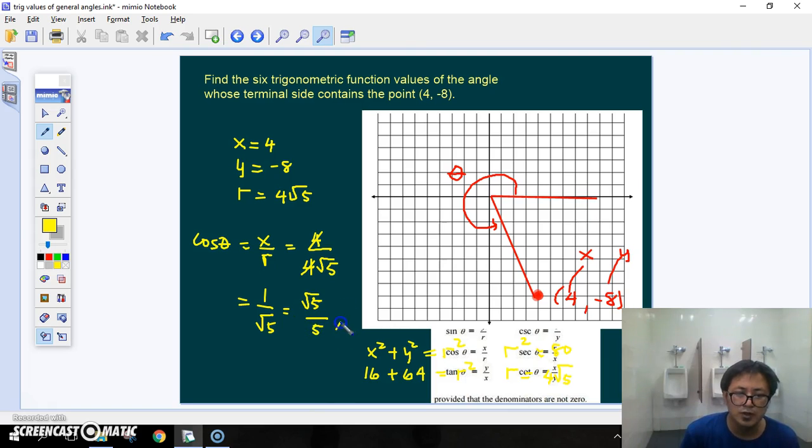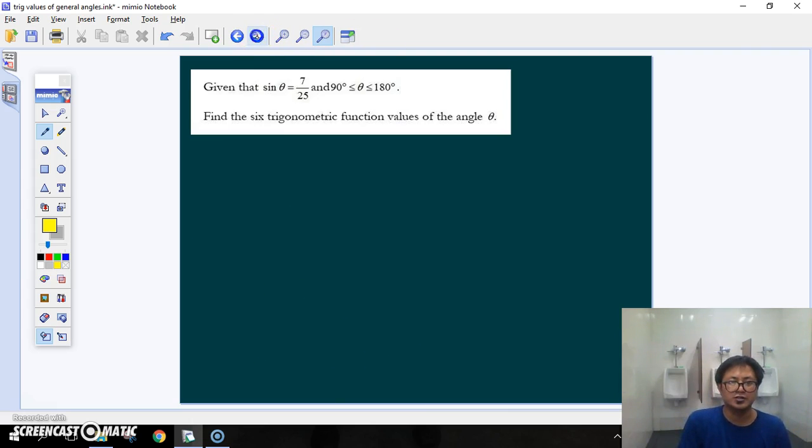That's it. Now what is tangent of the angle? That must be y over x. -8 over 4, that's -2. That's how easy it is. So let's go on to the next.